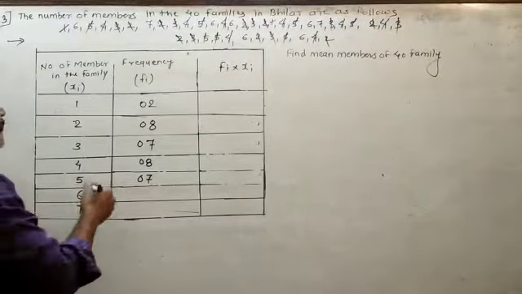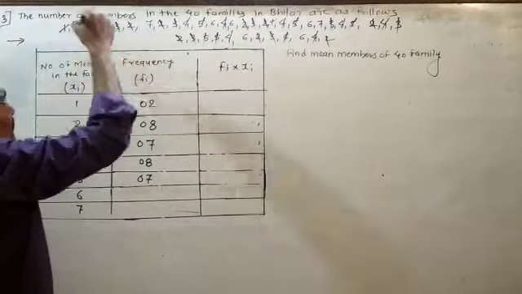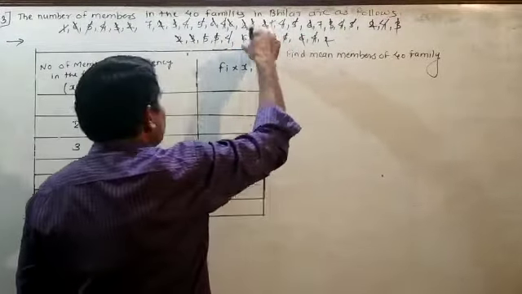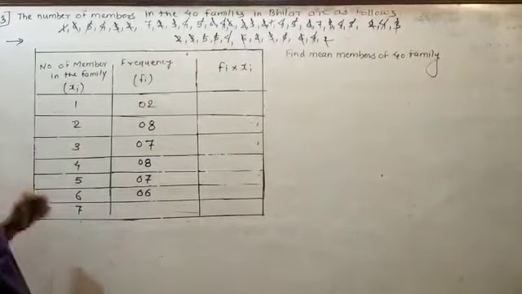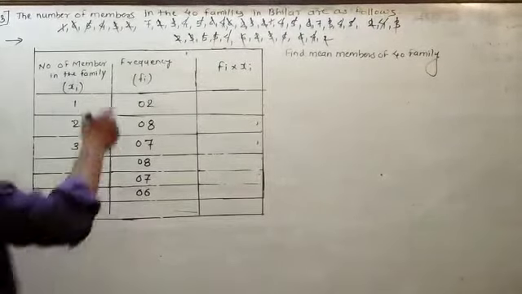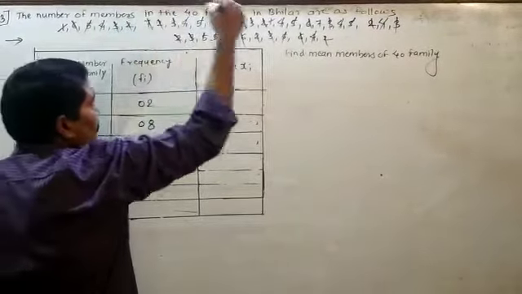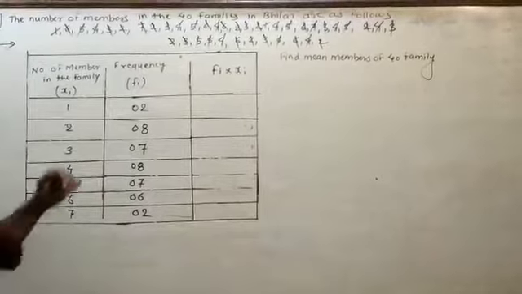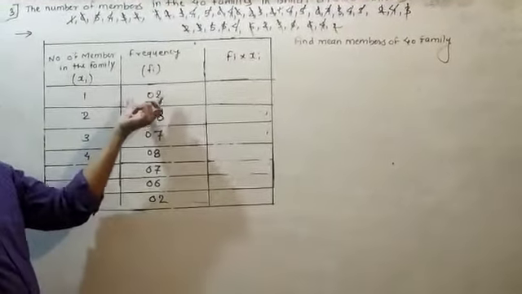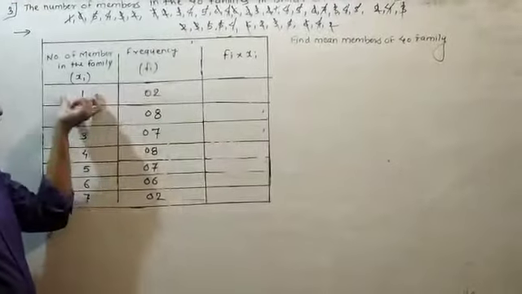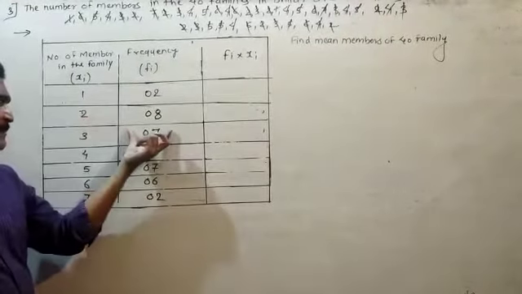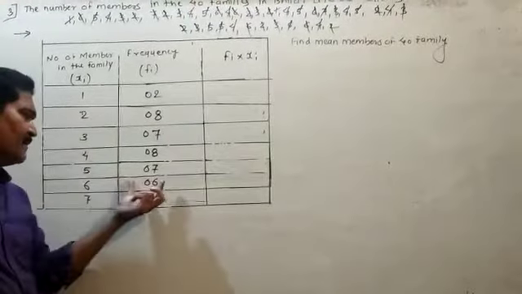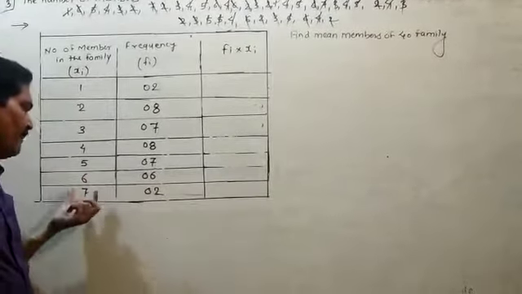Then you have to find out the frequency of 6. Then 1, 2, 3, 4, 5, 6. This will come 6. Then the frequency of 7. How many times is 7 there? 1 and 2. 2 times 7 is there. So in that village, Bhillar, 2 families hold 1 member, 8 families hold 2 members, 7 families have 3 members, 8 families have 4 members, 7 families have 5 members, 6 families have 6 members, and 2 families have 7 members.